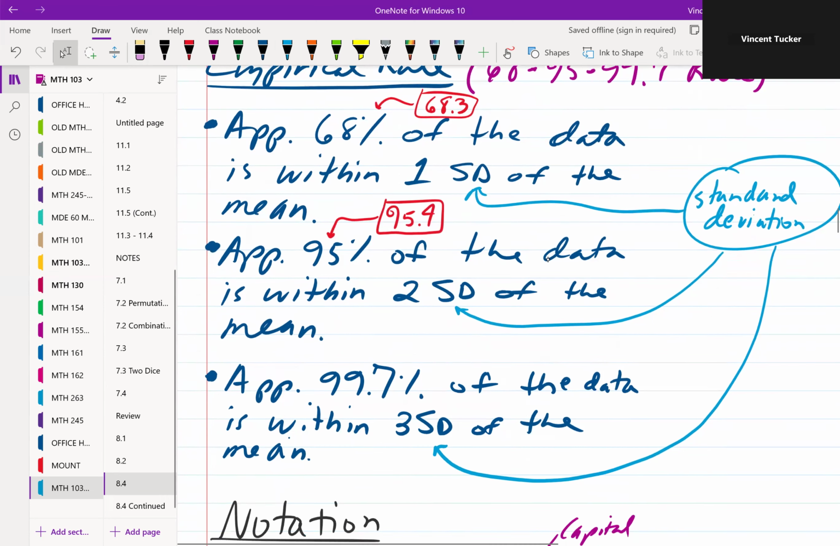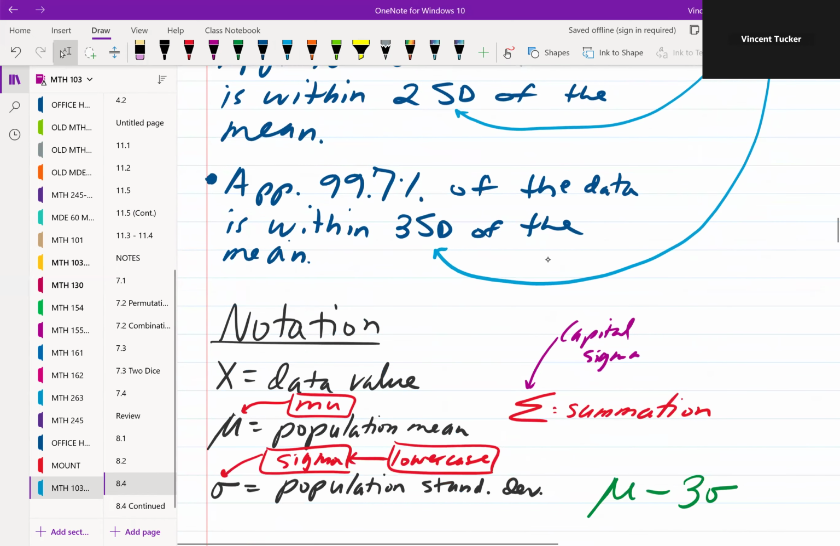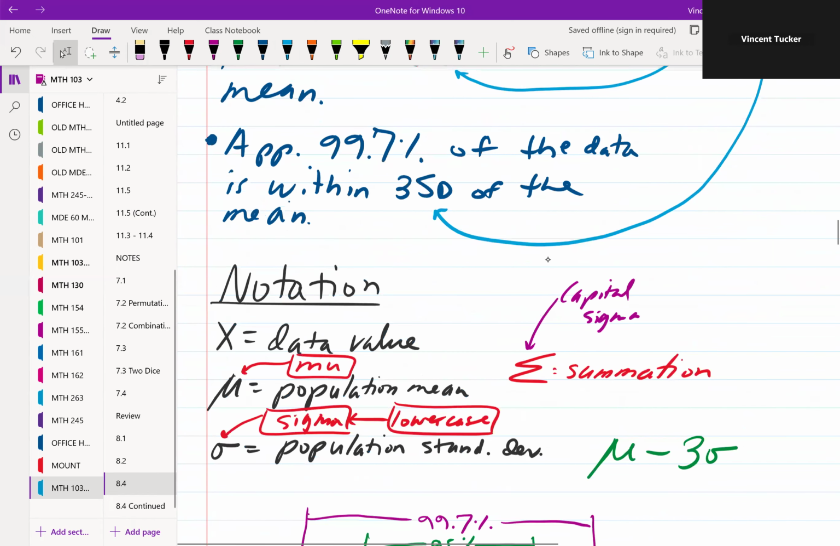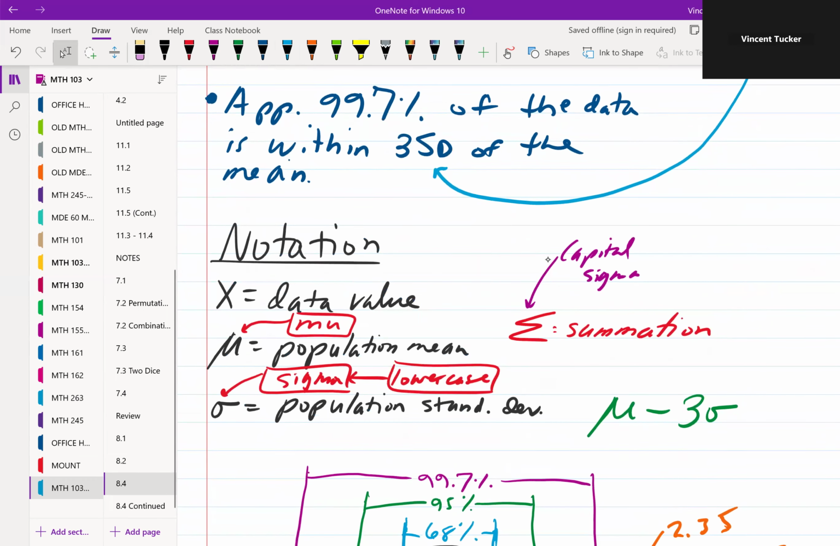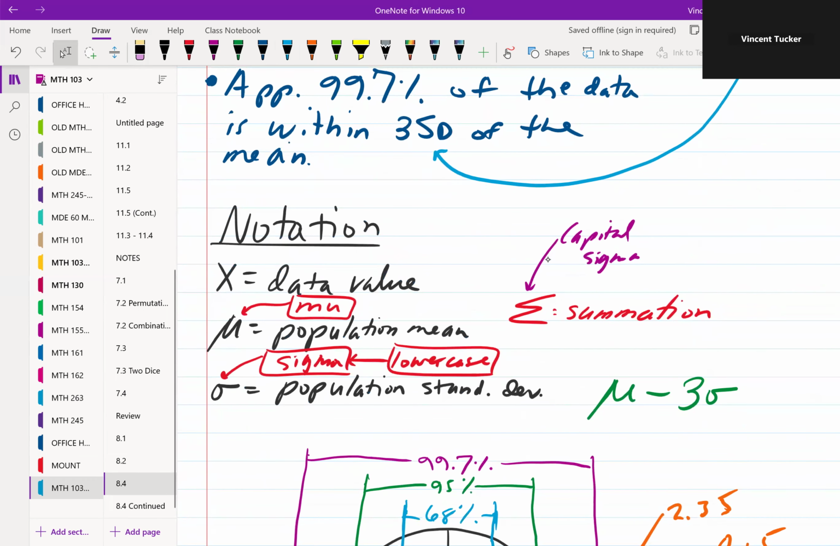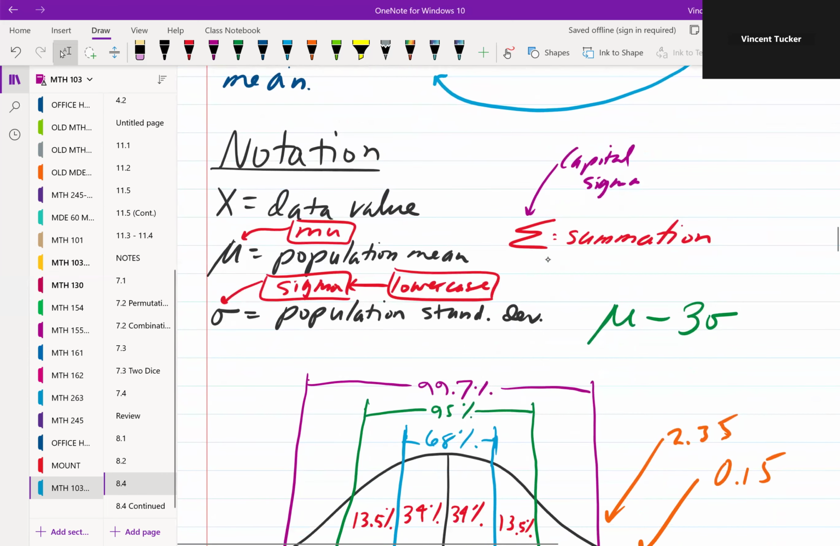All right. So we have notation here. We mentioned these symbols in the previous section, but just a reminder as to what we're using right here and what they mean. X is always going to represent your data value. The Greek letter mu represents your population mean. The Greek letter sigma, this is lowercase sigma, represents your population standard deviation.